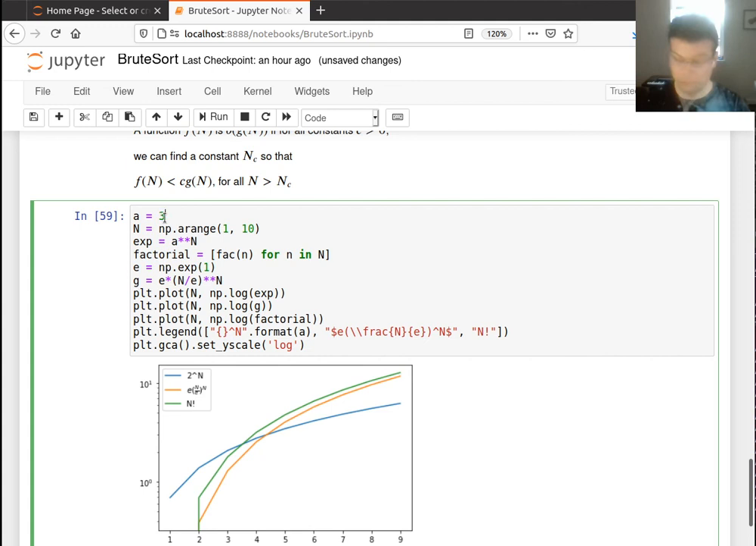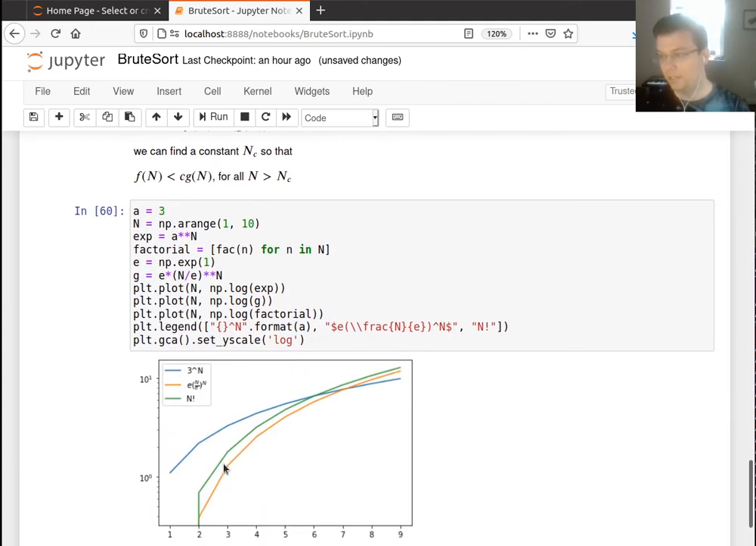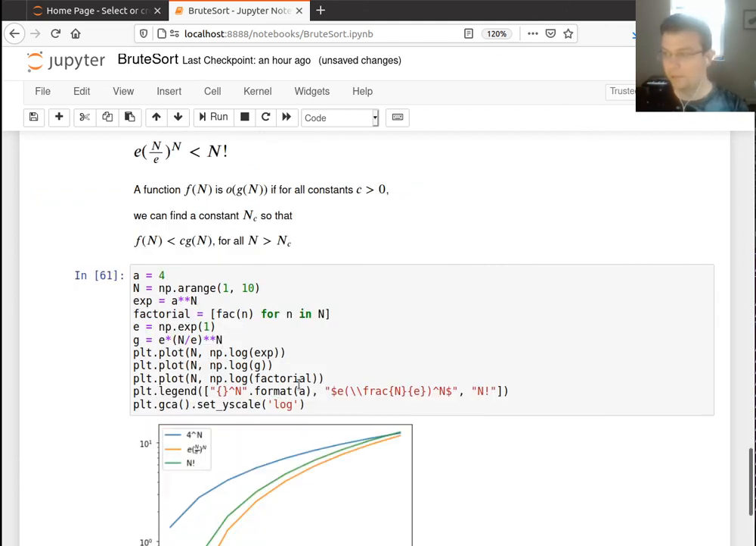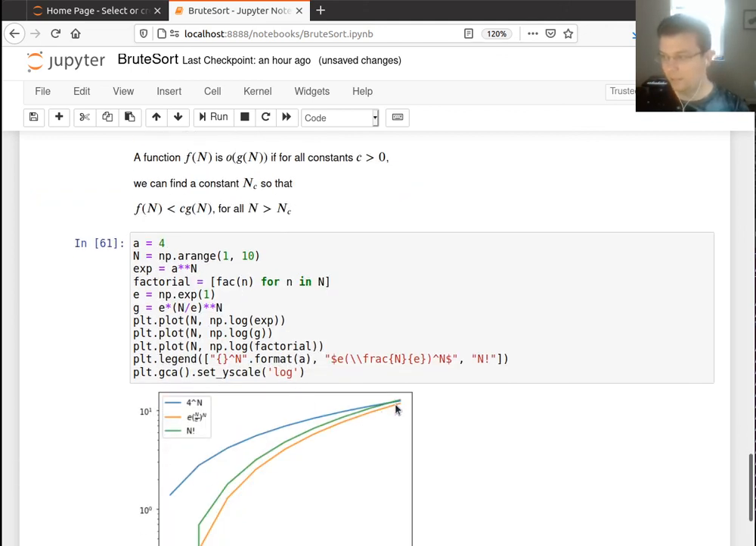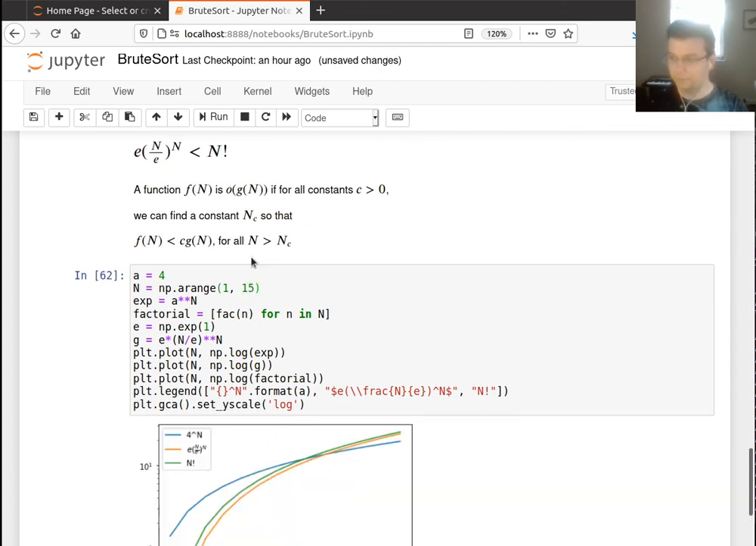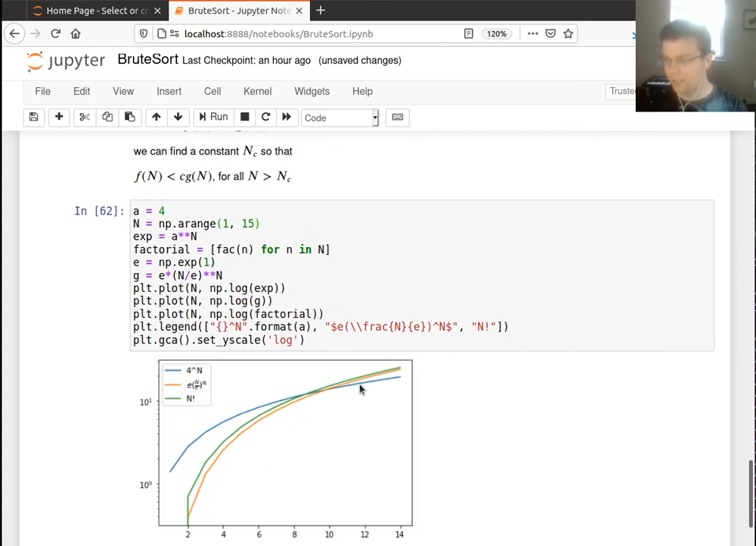Okay, let me make the base a little bit bigger. Now it just takes them a little bit longer to overtake 3 to the n. What if I make it 4 to the n? Okay, it looks like, I'm not sure, they just kind of tie there. But I can see visually that this one is not growing as quickly as my factorial and the factorial approximation. So if I zoom out a little bit and let n go up to 15, then I see, yes, they're going to beat it. They're going to win. And I can see that the factorial and its approximation are getting really close together.